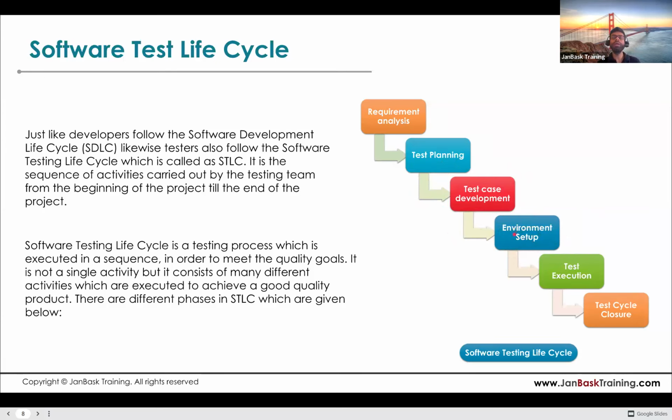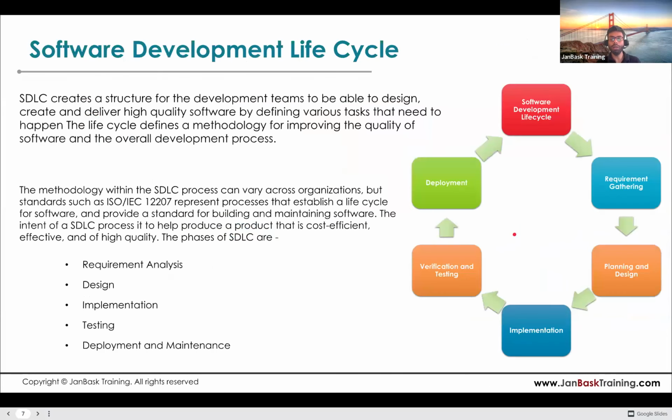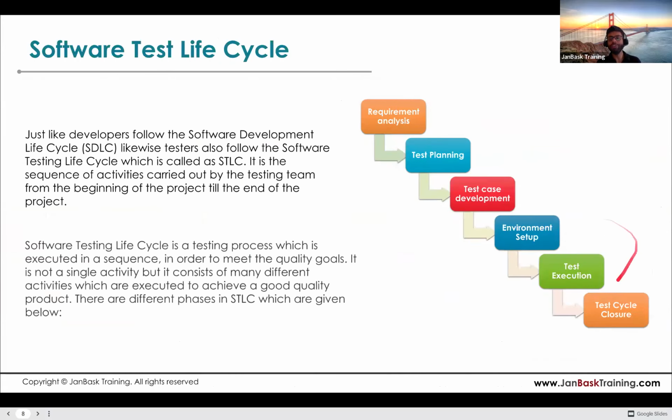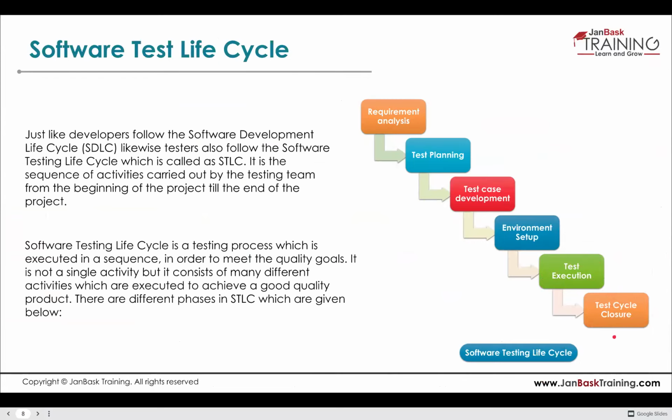This environment setup can be done during the initial phase of the verification and testing. Now in the verification and testing, test execution is something that you will do, and after that the test cycle will be closed whenever you reach the exit criteria, or whenever you reach a situation where you can say that I have done enough testing and we can stop our testing now. At that time this closure will happen, right?